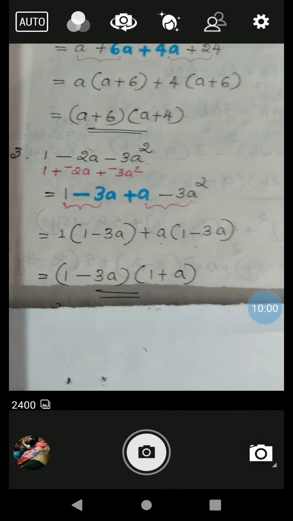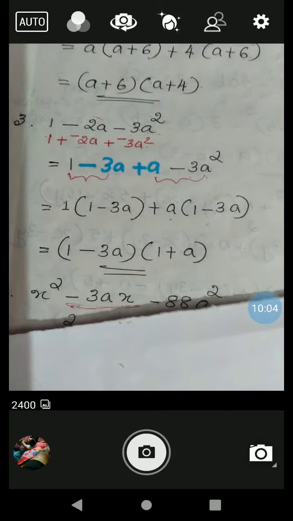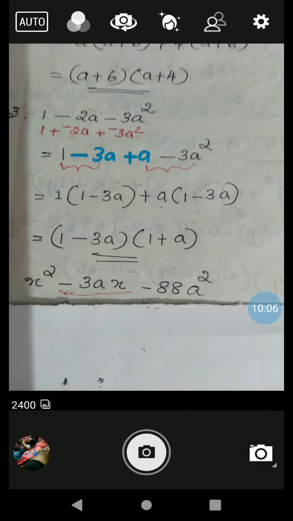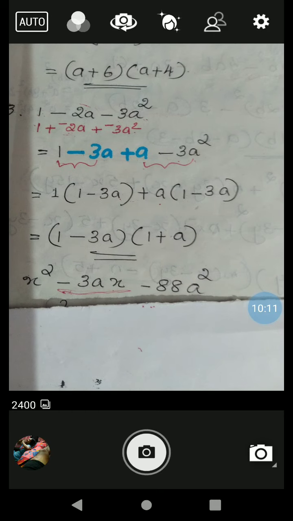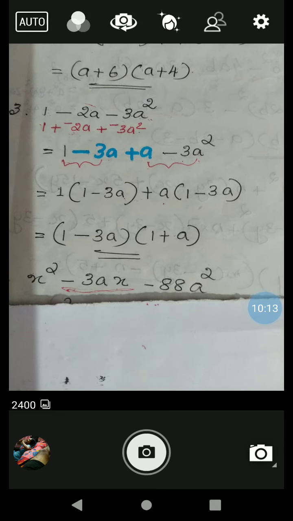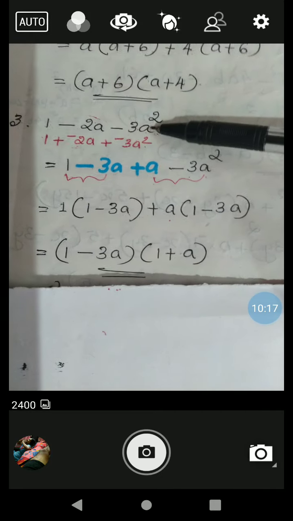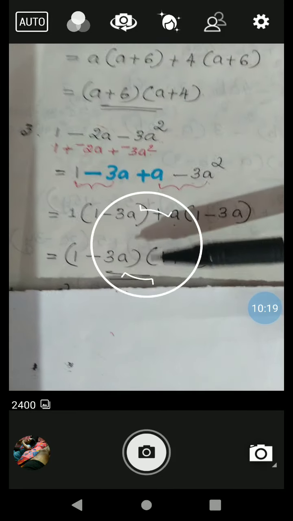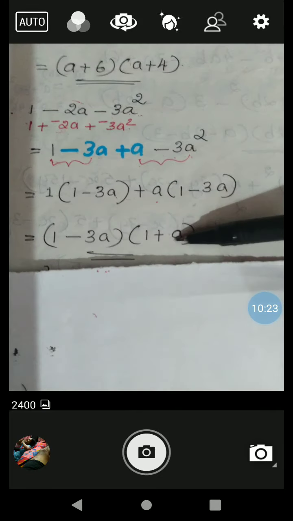These are the factors of 1 minus 2a minus 3a square. Factors are 1 minus 3a and 1 plus a. Factorize this, that is the question. So we have to write the answer in product form: 1 minus 3a into 1 plus a.